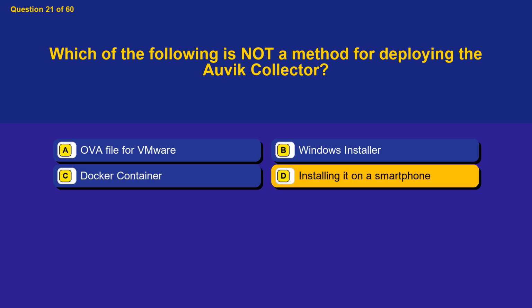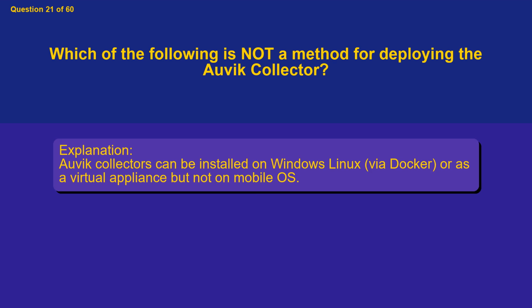The correct answer is option D. Installing it on a smartphone. Auvik collectors can be installed on Windows, Linux, via Docker, or as a virtual appliance, but not on mobile OS.